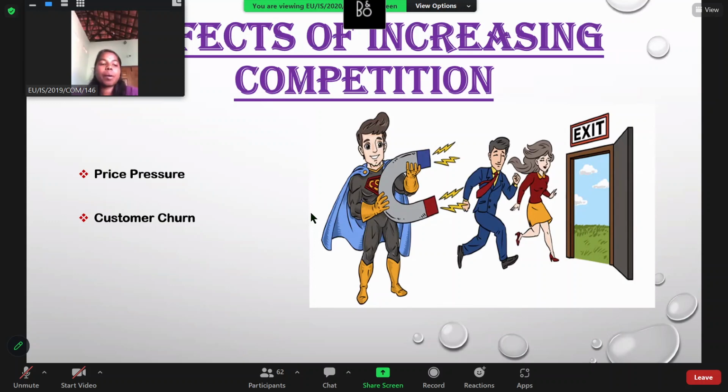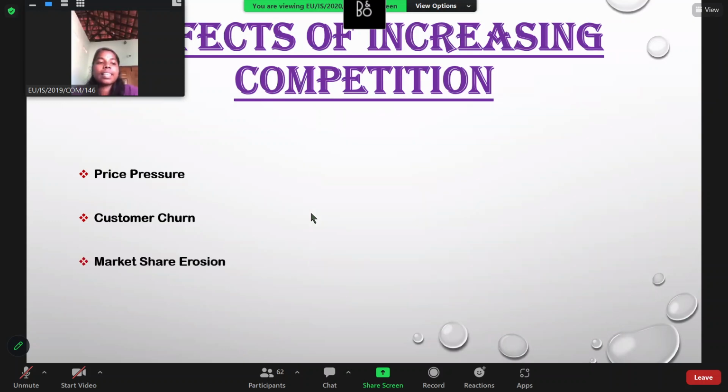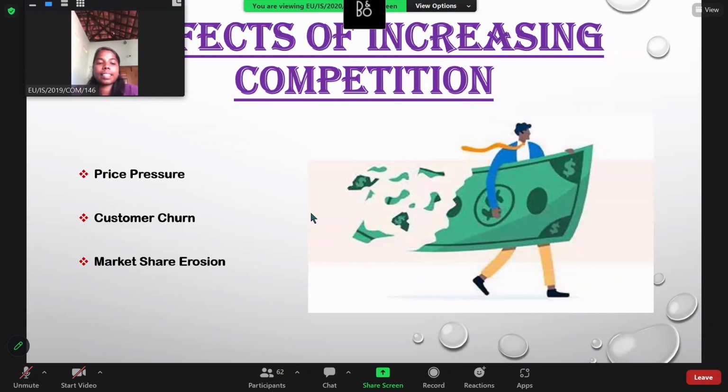Third one is market share erosion. The presence of strong competitors can erode Janashakti Insurance's market share. Increased competition makes it difficult for the company to attract new customers or expand its customer base, especially if competitors offer more enticing products, services, or marketing strategies. My part is over. The rest of the part will continue by Abhishek.